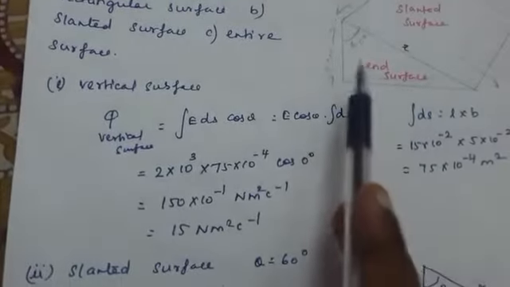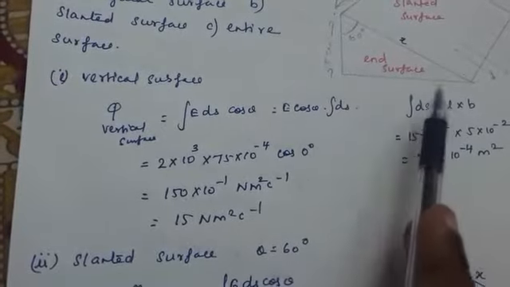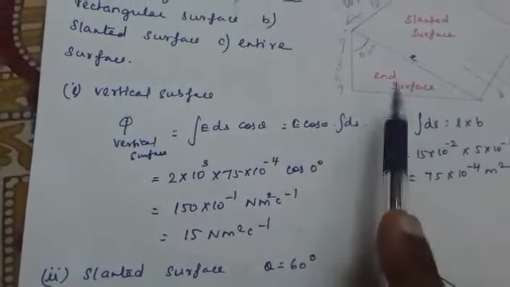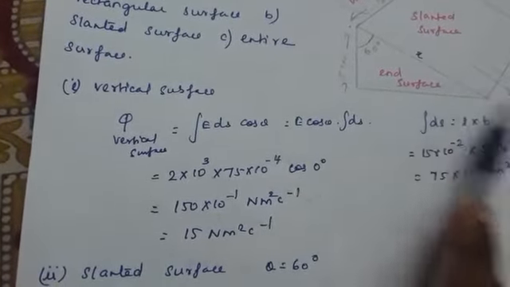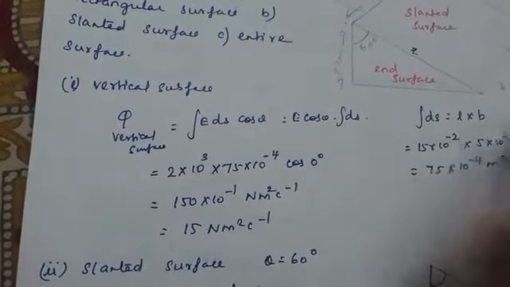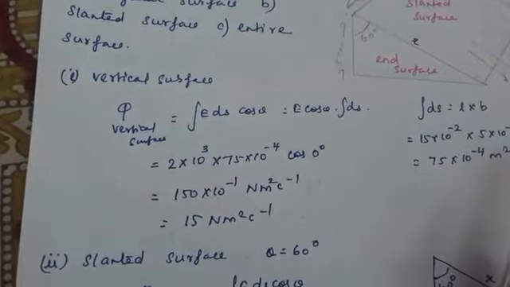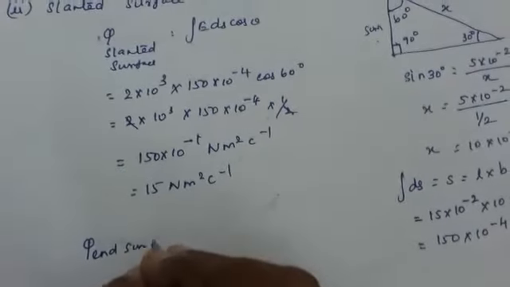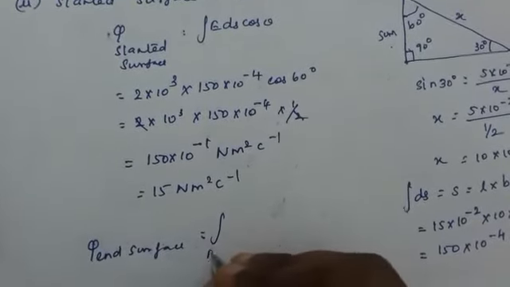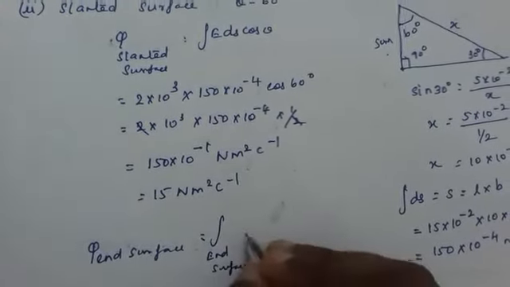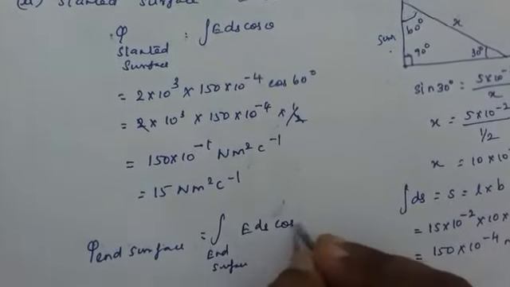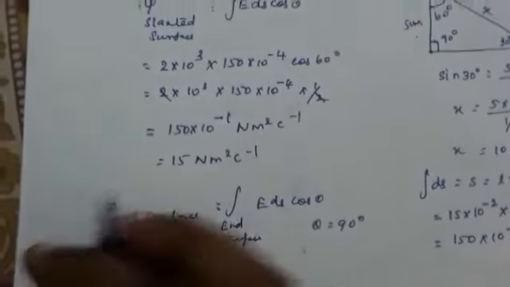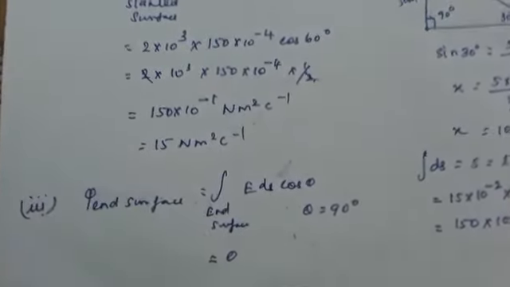The next part is to find the flux for the end surface. In the end surface, the E vector and the area are perpendicular to each other, that is, the electric field lines and the area are perpendicular. So theta value will be 90 degree. So phi in end surface is equal to integral E ds cos theta. Here theta is 90 degrees, so the flux will become 0.